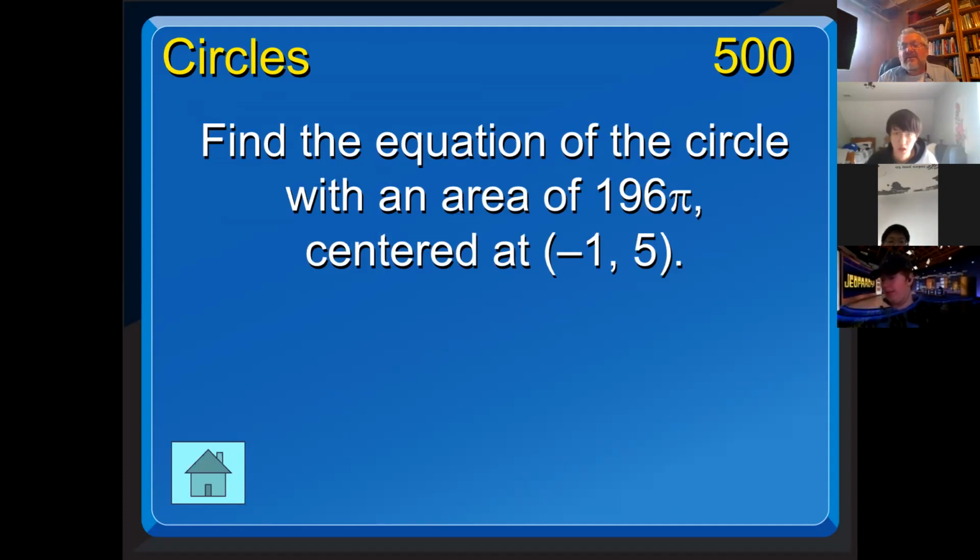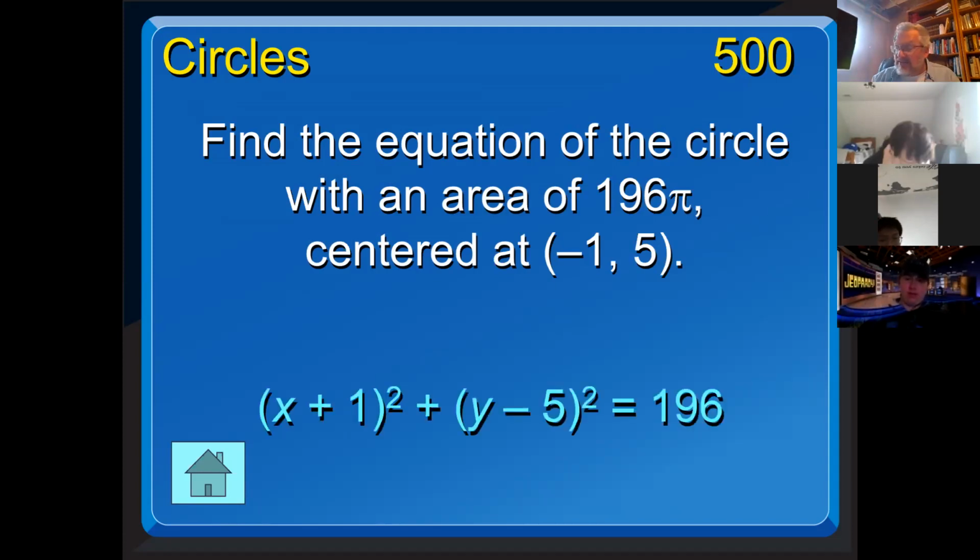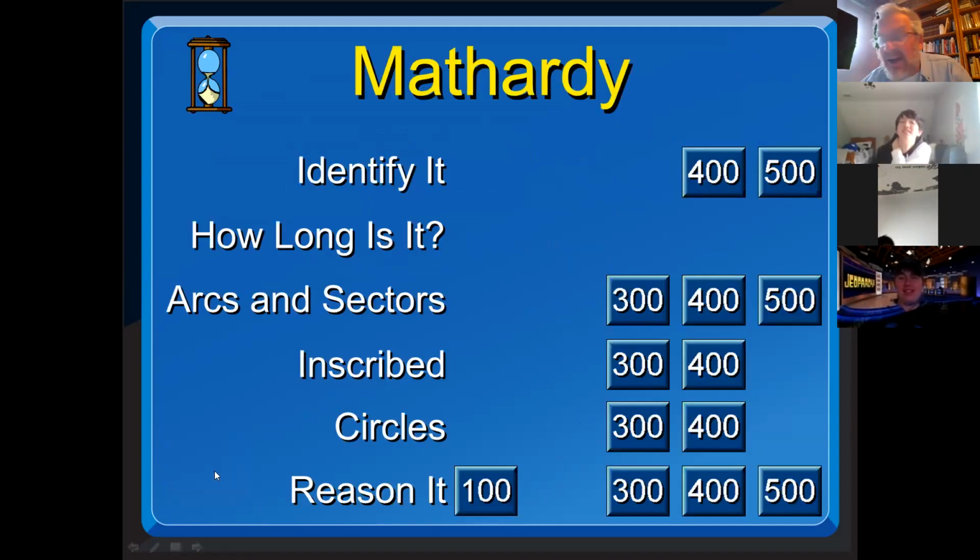Harry, you want to try it? This is really simple, actually. All the info is right there in the problem. It's x plus 1 squared plus y minus 5 squared equals 196. Remember, the right side is r squared, so why am I solving for radius? Pi r squared, you're just dividing out pi, and it's r squared, so it's 196. All right, Gavin, the board goes back to you.